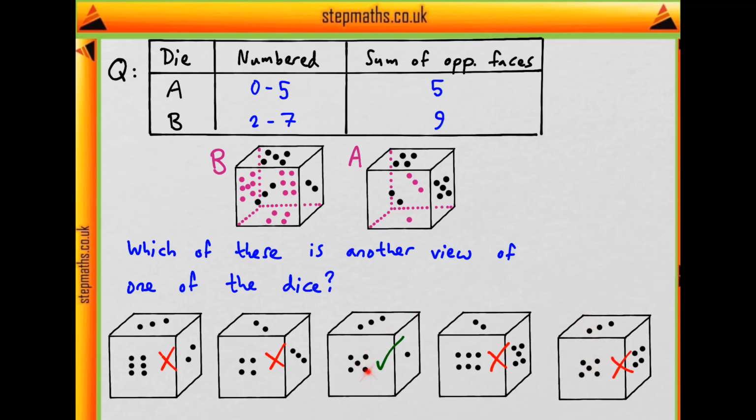So our final answer is that this is the only die that can be the same as one of these. So our final answer is C.